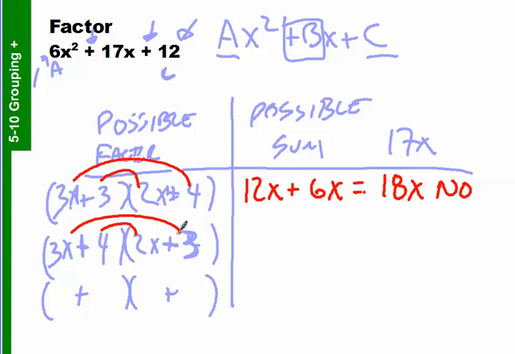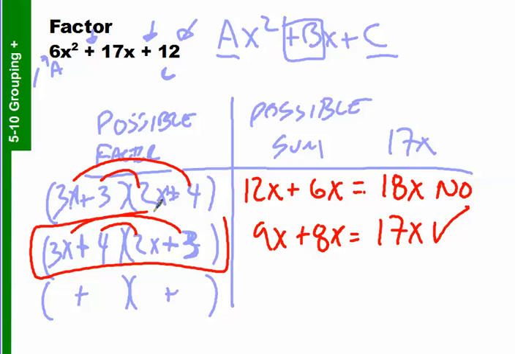3 times 3 is 9x. 4 times 2x is 8x. Oh, I think we have a winner here. 9x plus 8x is 17x. So this is my answer. 3x, the quantity 3x plus 4 times the quantity 2x plus 3.